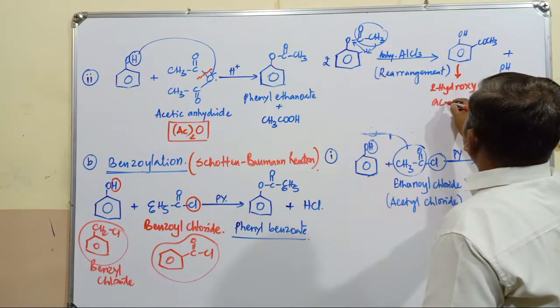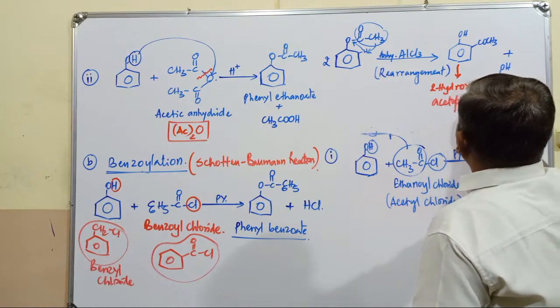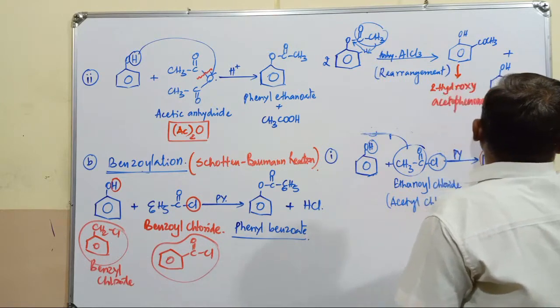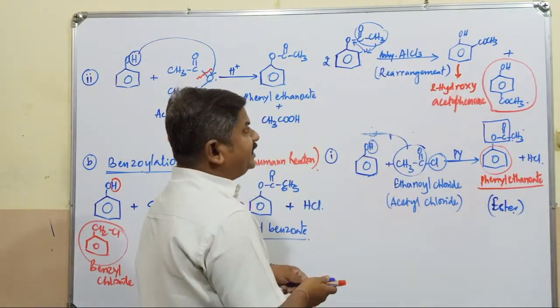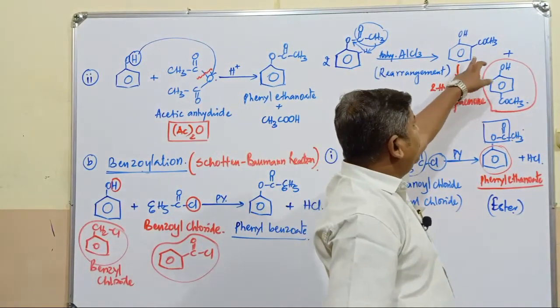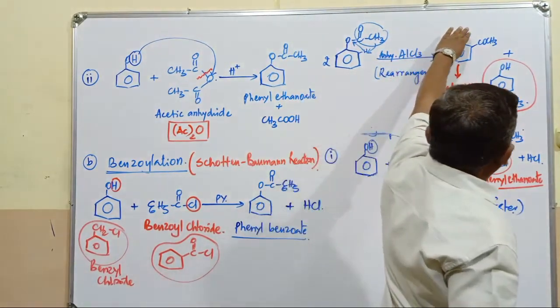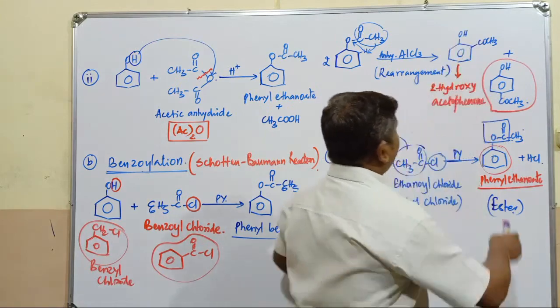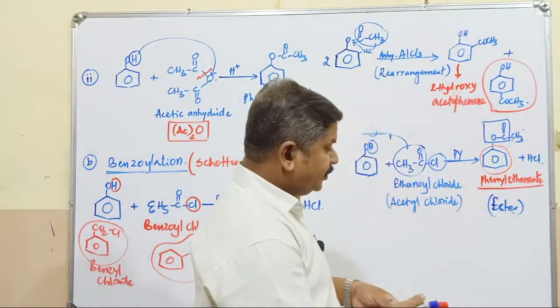2-hydroxy acetophenol. What's the name of this compound? It is called 4-hydroxy acetophenol. Basically, this is not a phenolic compound. It belongs to what? Ketonic compound. In the absence of OH, it is called acetophenol. At the second position, there is an OH group, so 2-hydroxy acetophenol.